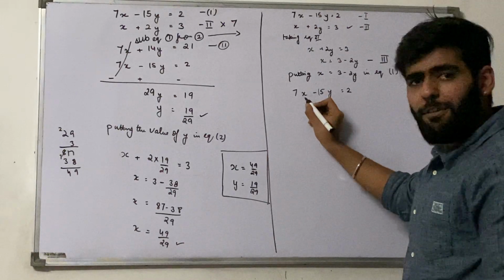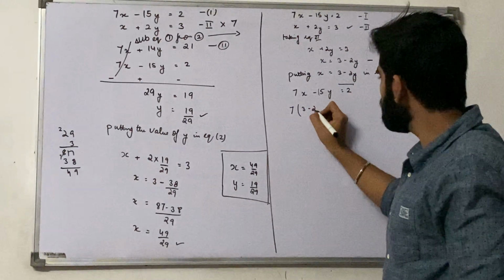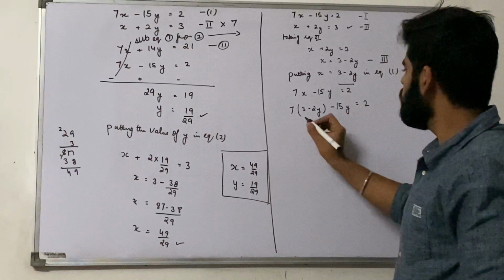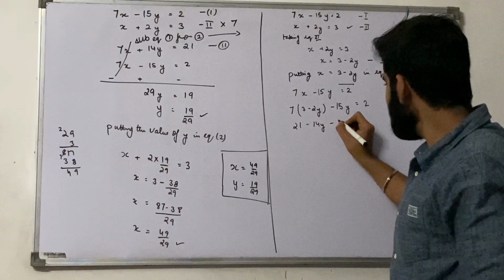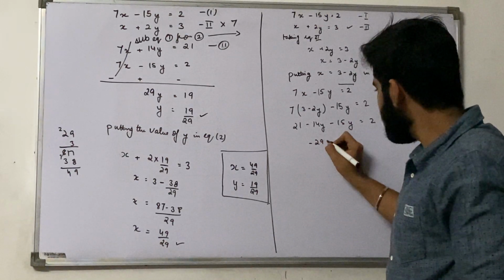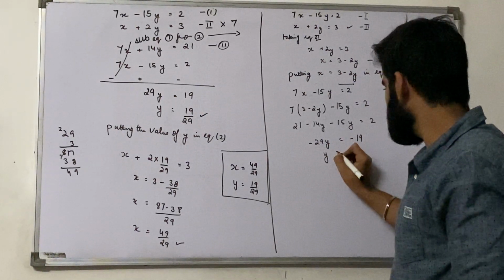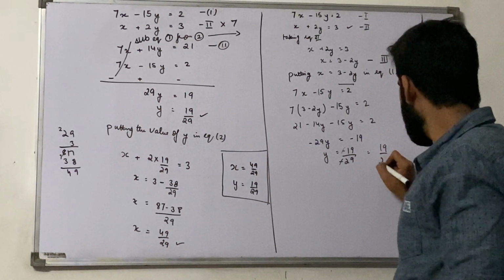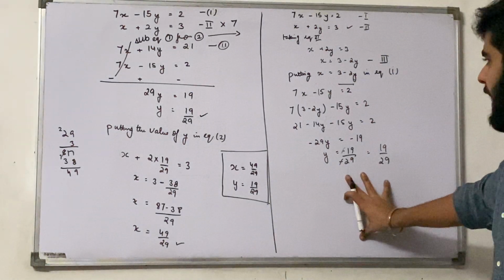Now, in place of x, we will write down 3 minus 2y. So, 7 into 3 minus 2y minus 15y is equal to 2. This will convert to 21 minus 14y minus 15y is equal to 2. This will be minus 29y is equal to, this goes over there, minus 19. Therefore, y is equal to minus 19 by minus 29. This is 19 by 29. Now, we have come up with the value of y.